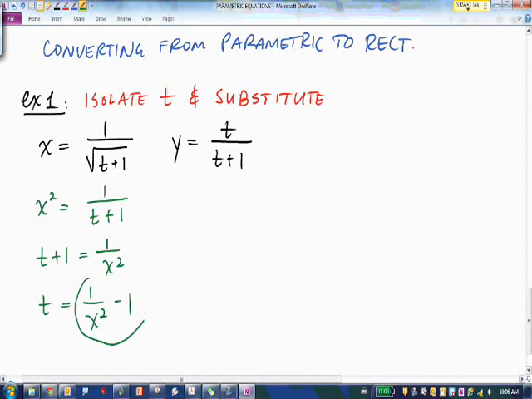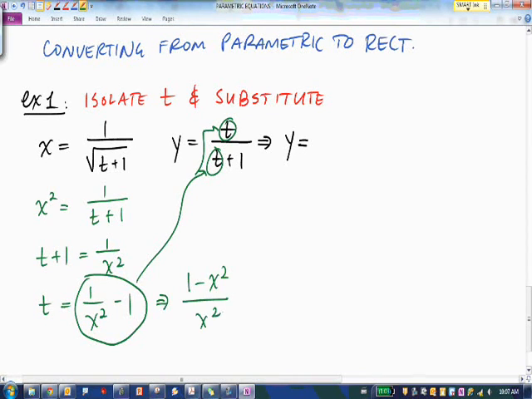I'm going to take this entire expression and plug it in wherever I see a t, which would be here and here. And what you'll notice is now instead of having y as a function of t and x as a function of t, I can just rewrite everything with y as a function of x. We may want to clean this up a little bit by using the lowest common denominator. If I combine this, this becomes 1 minus x squared over x squared. Maybe that'll help us out.